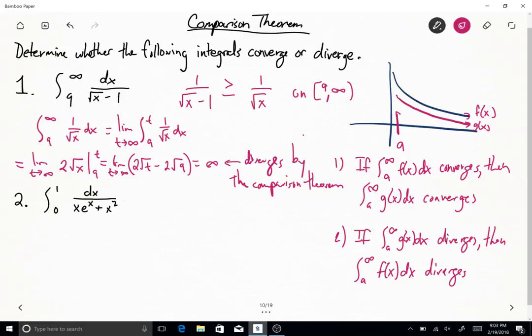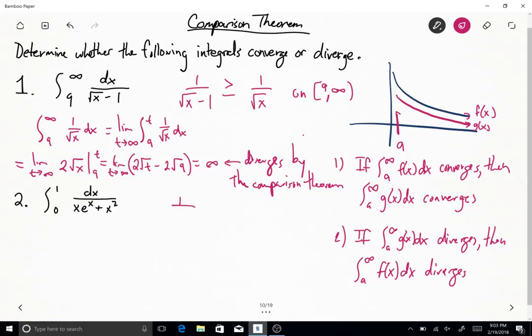Okay? Because we found something smaller than it that actually diverges. It goes to infinity. So we have a problem there. That's not going to work for us. So in the second one, we have to find a function that works with this one. Now the interval, you have to be careful. It's 0 to 1. It's no longer to infinity.